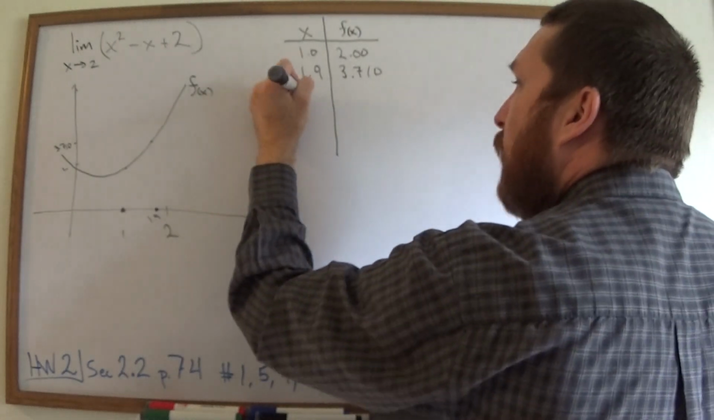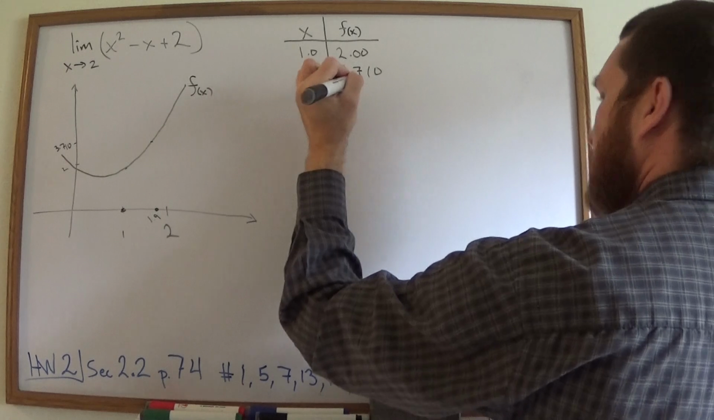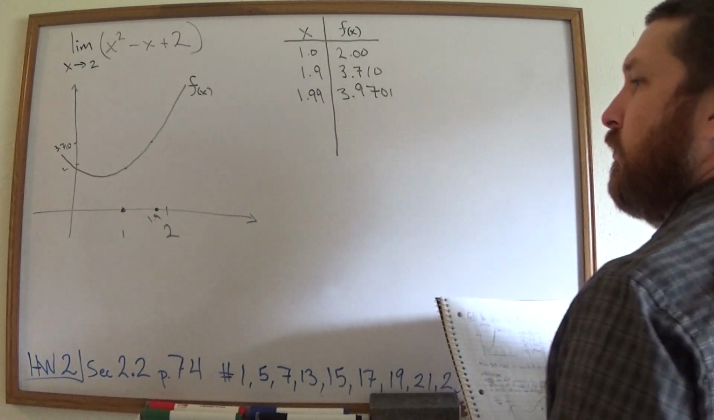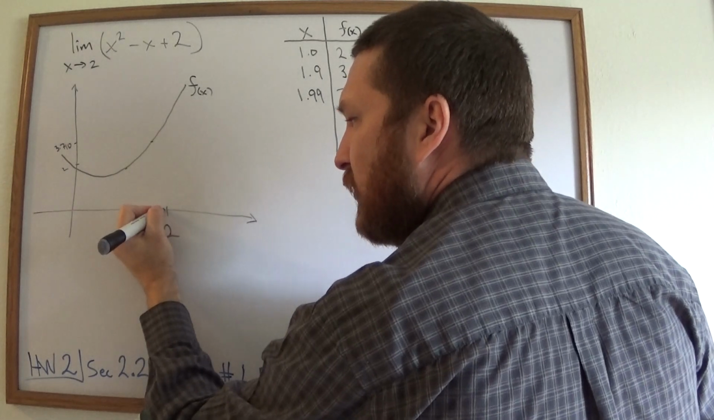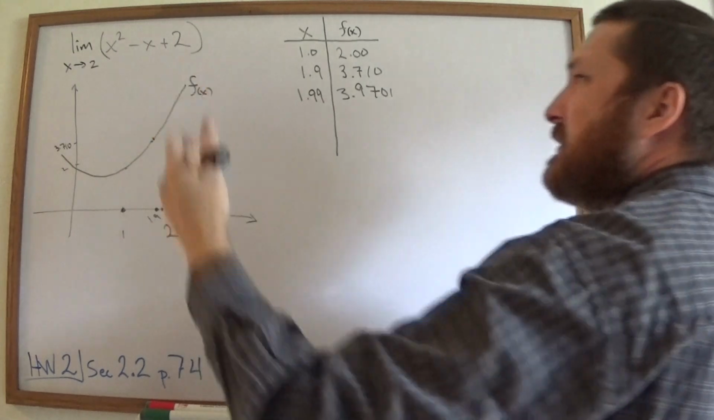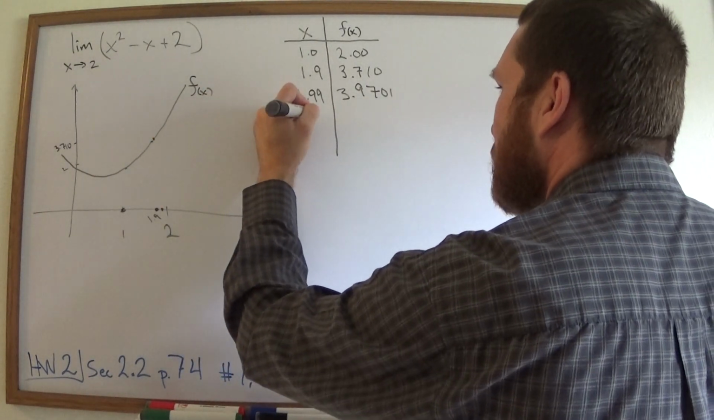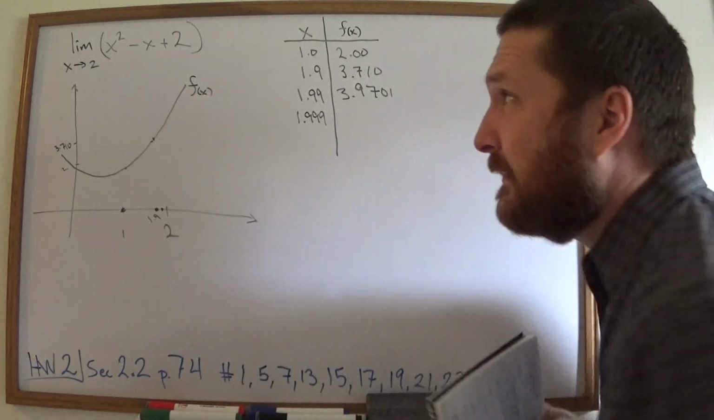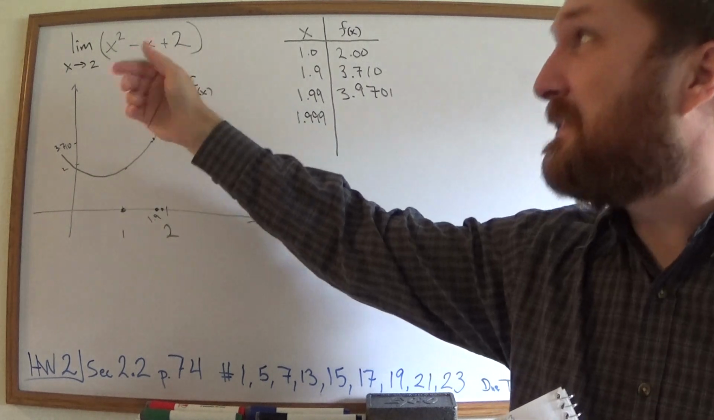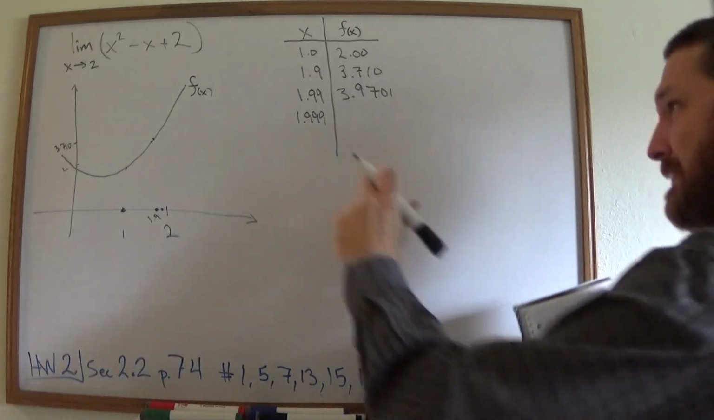Then I'm going to plug in a 1.99. Plug that in, I get 3.9701. So I plugged in something even closer to 2, 1.99, and I get something that's getting, what does it look like it's going to? 4. It looks like it's going to 4, and indeed, if you were to just plug in a 2, you'd have 4 minus 2 plus 2. It would give you 4. Okay, so that looks good. That's what we expect, right?